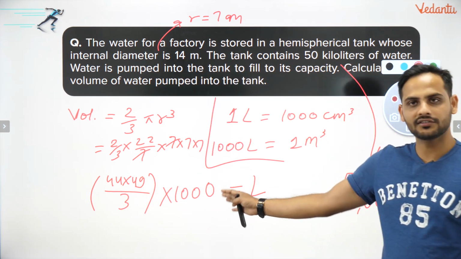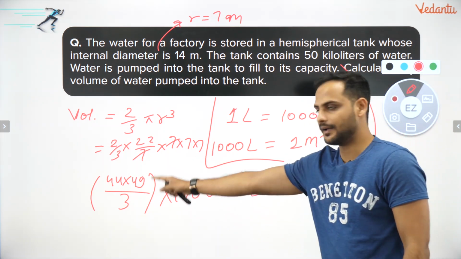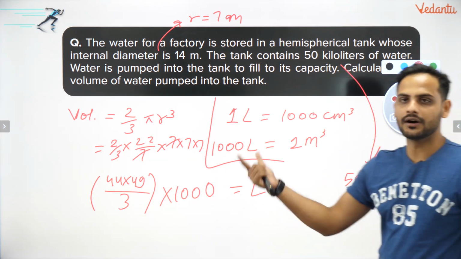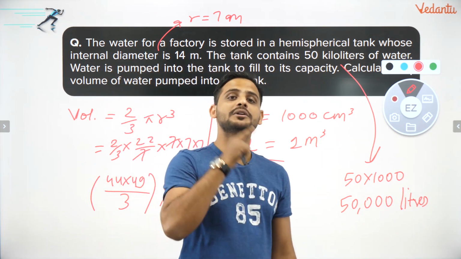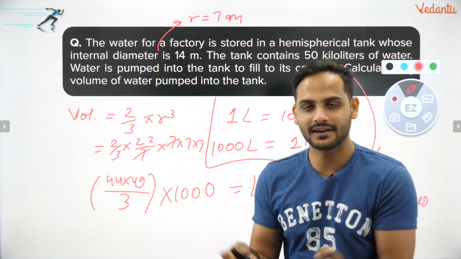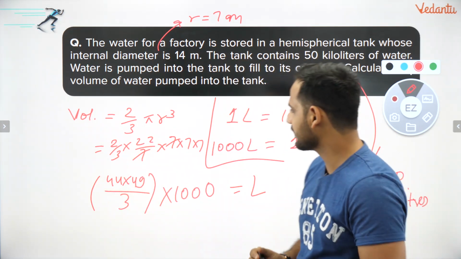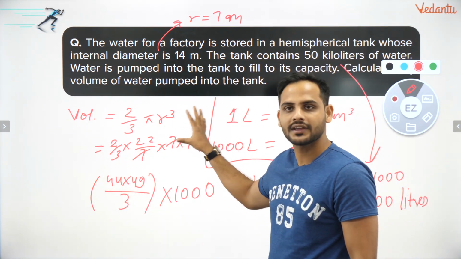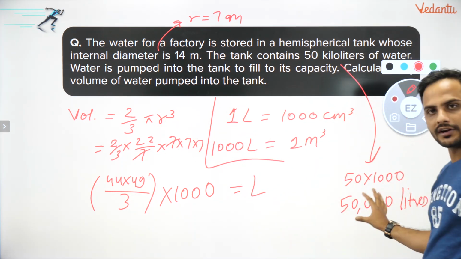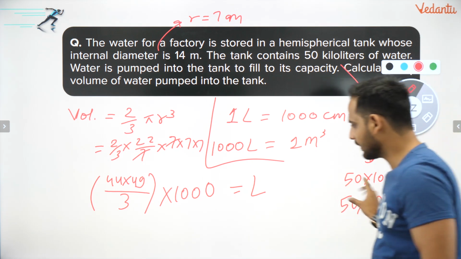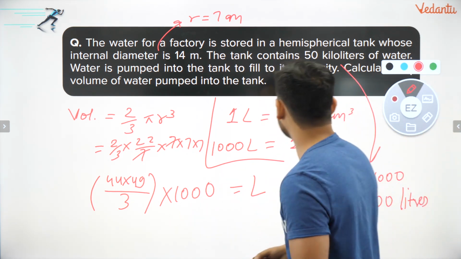So that much liters of water is there. From this part, subtract 50,000. That will be a required amount of water which has to be pumped so that the hemispherical tank will fill fully. So what we have done? We have first found that this much is the capacity of this tank. Then we have told that 50,000 liter of water is already there. So how much should be supplied extra? Subtract both, that will be supplied extra.